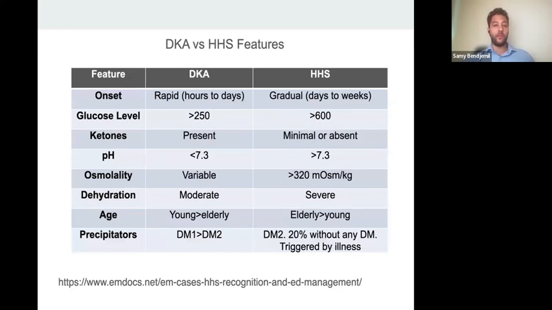Another distinguishing factor is the age. DKA is more common in younger people, which is consistent with its prevalence with type 1 diabetes, whereas HHS is more common in elderly people, which is more consistent with patients with type 2 diabetes.